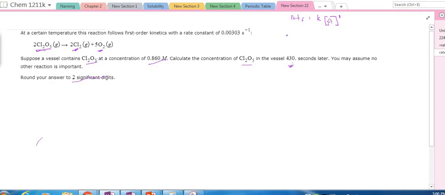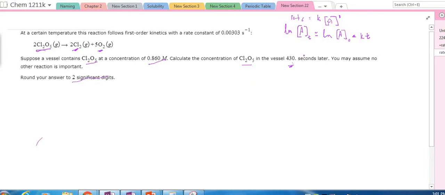The integrated law is going to be the natural log of the concentration of A at a given time point is equal to the natural log of A at the original concentration minus k, some constant, times t. That is my first order integrated rate law that allows me to look at concentrations at given times. That's when we would use these types of things.